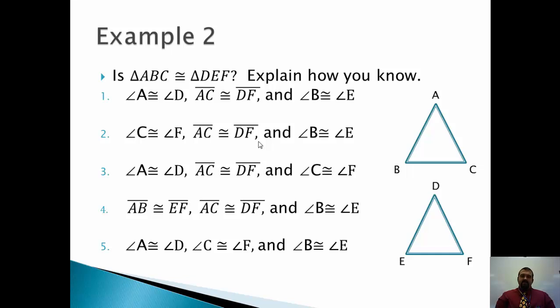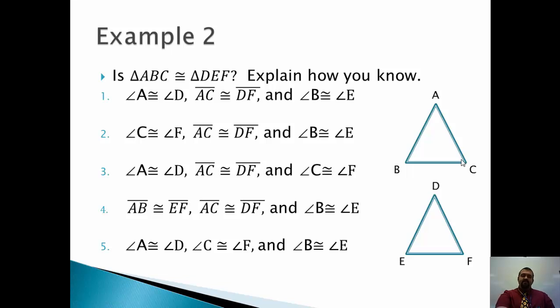Number 3 here, angle A and angle D are congruent. So this angle here and this angle here. Segment AC and segment DF. So it's the same one, this right one. Segment AC, segment DF. And then angle C and angle F. Well, again, 2 angles, very likely they're congruent. I have angle, side, angle. Yep, these 2 triangles are congruent.